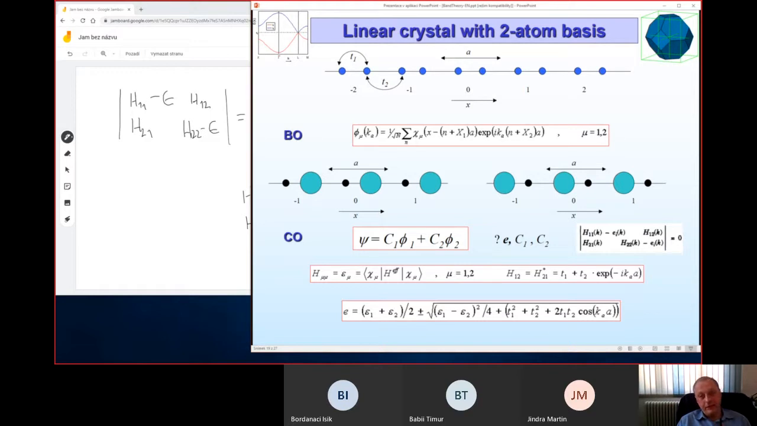And because now there are two kinds of distances between the nearest neighbors, one within a given unit cell, which is shorter, and that's why we have the higher transfer integral, T1, and one longer between the nearest neighboring unit cells.